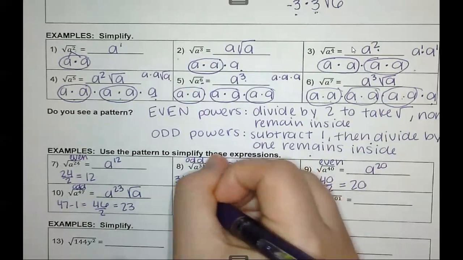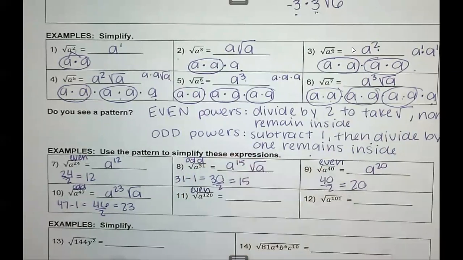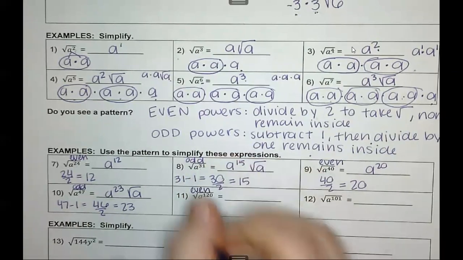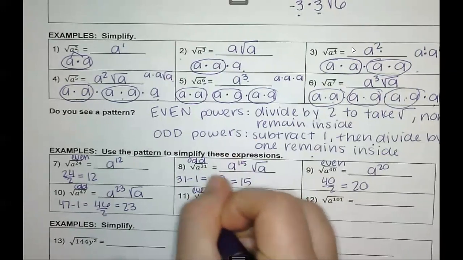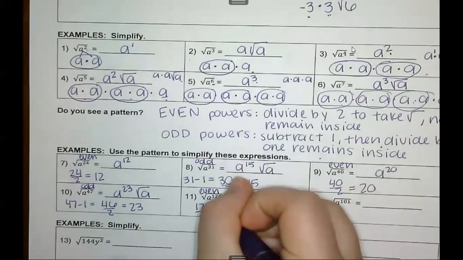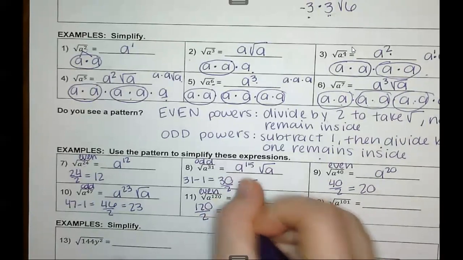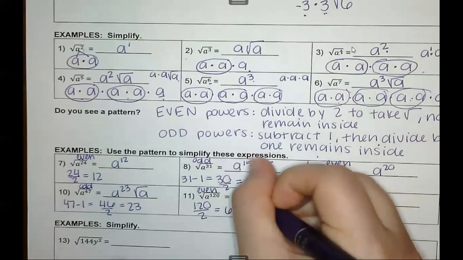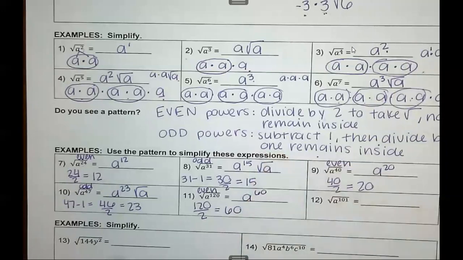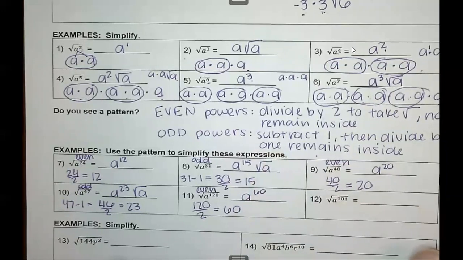All right, number 11. 120 is an even number. So for our evens, all we have to do is divide by 2. And 120 divided by 2 is 60. So I'm going to end up with a to the 60 and nothing remaining.